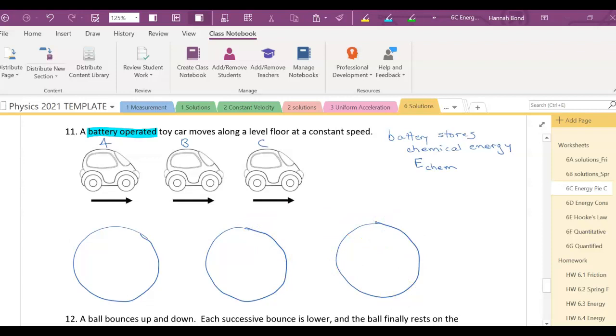Okay, now it's moving at a constant speed, and so I'm just going to choose a 1/4 of the pie because I know that the kinetic energy is going to be the same amount in each view. But at the beginning, the rest of the energy in this toy car is in its batteries, right? There is no gravitational energy because it's on the ground. There is no elastic potential energy because there is no reversible deformation. So it's all chemical energy and kinetic energy.